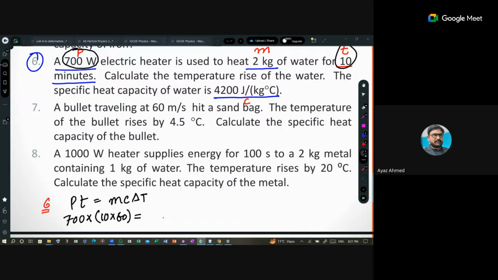And mass is in kgs, so I have no need to convert. C is 4200. And I have to find out the change in temperature, this one. So can you please calculate for me?